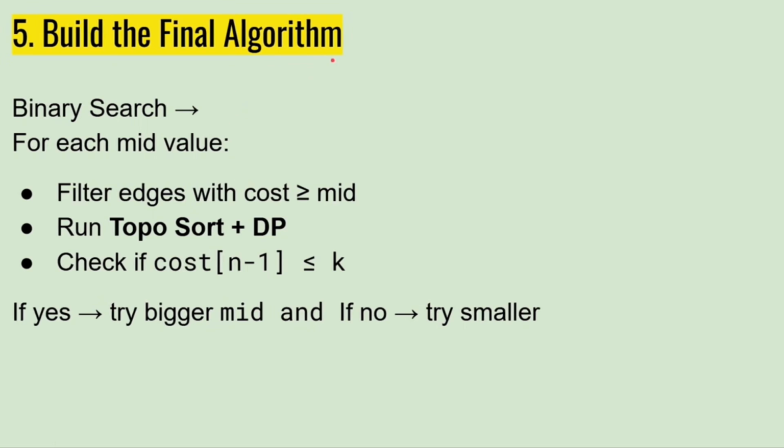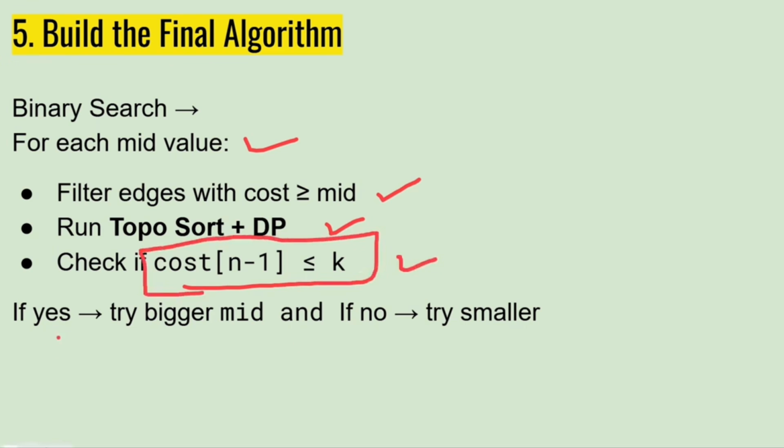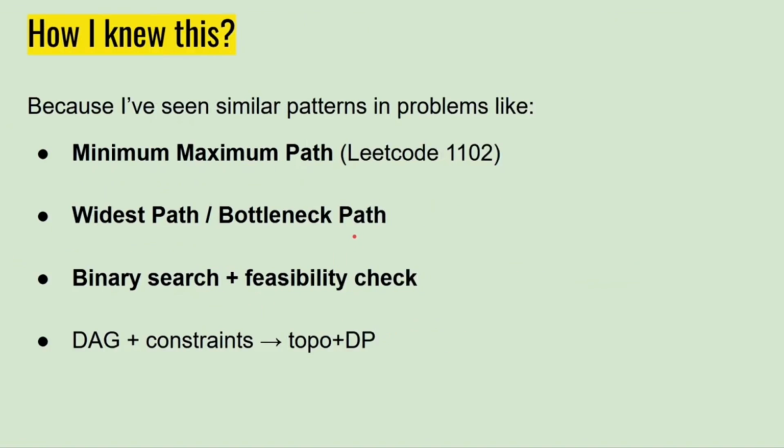Then we have to build the final algorithm. Let's suppose with the binary search for each mid value, we have to filter the edges with the cost greater than equal to mid. Can we say that? Then we'll run the topological sort plus DP, and we'll check if this value matches. If the condition is true, return it. If yes, we'll try the bigger mid. If no, we'll try the smaller, right? This is the concept that we have seen in the algorithm.